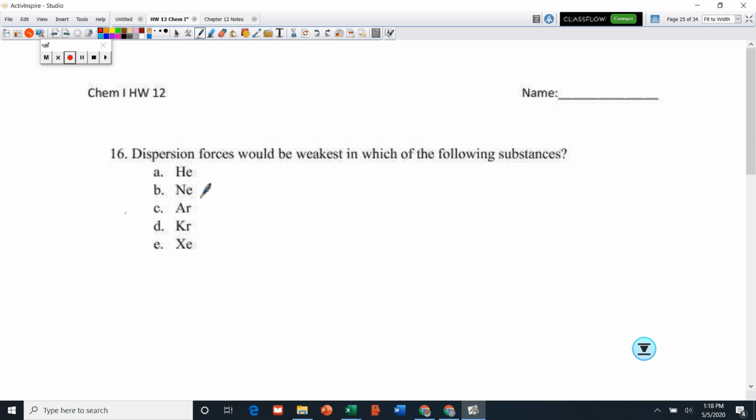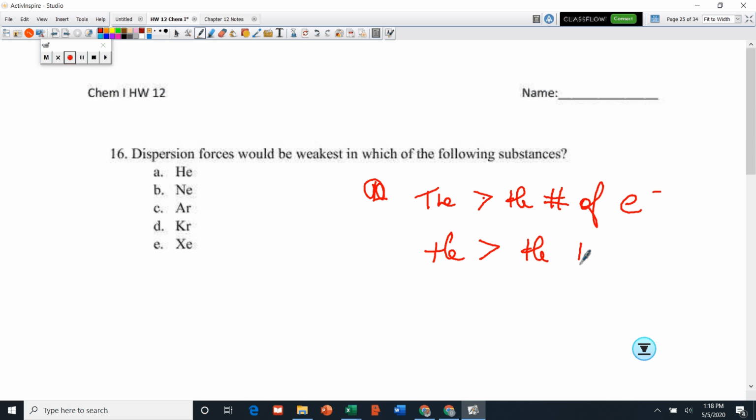So what you need to kind of look at is which one doesn't meet the criteria for hydrogen bonding. Number 16, dispersion forces would be weakest in which of the following substances? So I'll give you this statement. The greater the number of electrons, the greater the IMF. So in this case, the way it's reading, we're looking for the one with the fewest electrons, total. And that's total number of electrons.